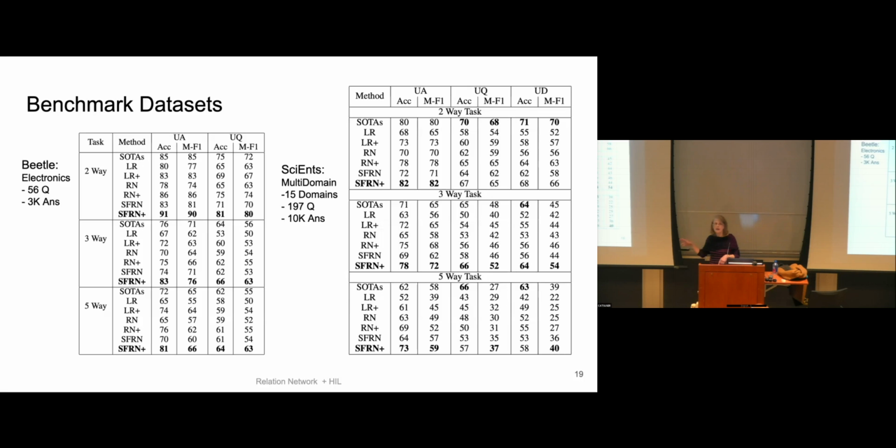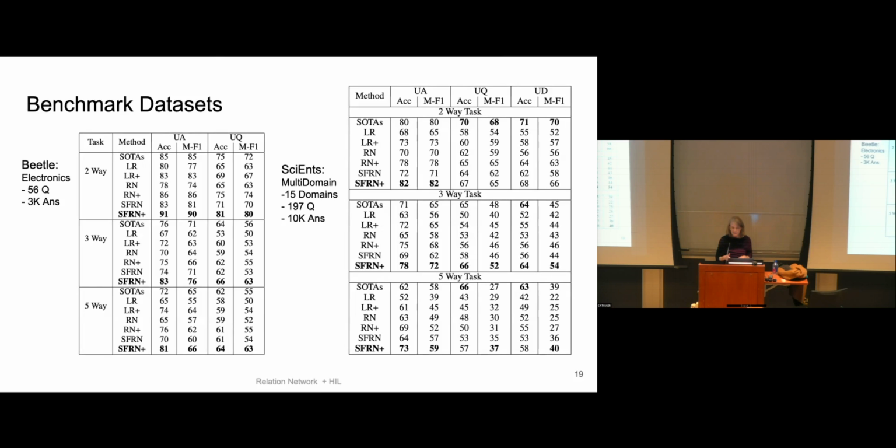And these results, again, are on the augmented data where we use back translation to get new examples. What we're showing is that SFRN plus, which is with BERT, is outperforming the state of the art on both unseen answers and unseen questions for two-way, three-way, and five-way correctness. But on Science, which is more challenging, there's more data, but it's much more partitioned into different domains and questions. There's also this unseen domains task with the two-way, three-way, five-way.